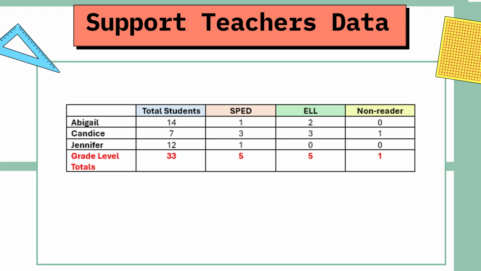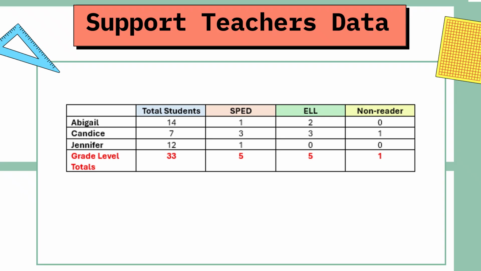For our first support teacher, Abigail, she had a total of 14 students who she provided services for, 1 of those students being a student with special needs, and 2 being English language learners. For Candace, she had a total of 7 students that she provided support for, 3 of those students being students with special needs, and 3 of those students being English language learners, and she also had 1 non-reader.